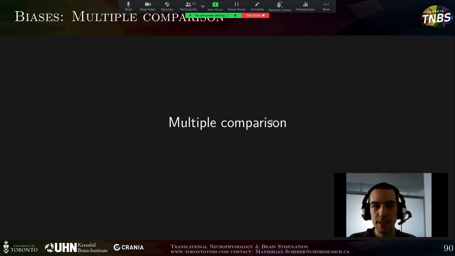And the last topic for today is going to be multiple comparisons, which is one of my favorite topics. And it's kind of interesting: the higher you climb up the ladder career-wise in academia, the more you're going to find people that don't like the idea of multiple comparisons and the issues associated with that.